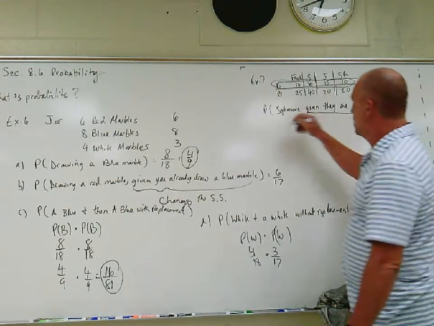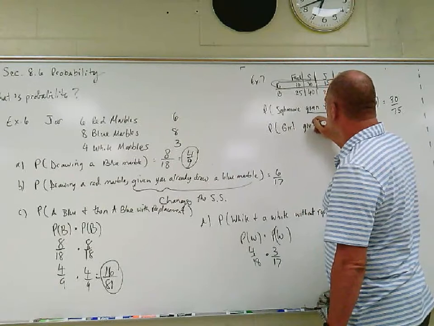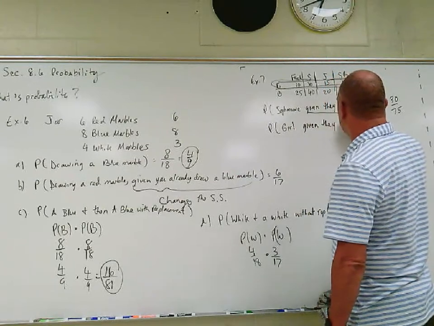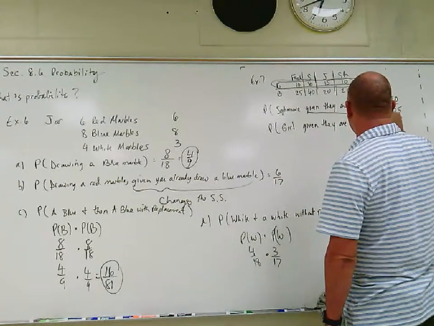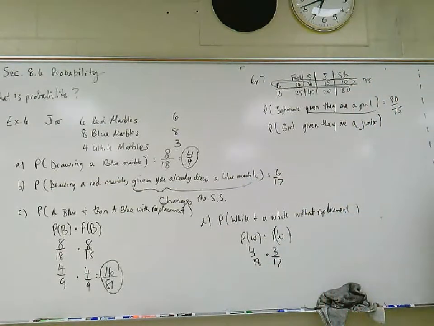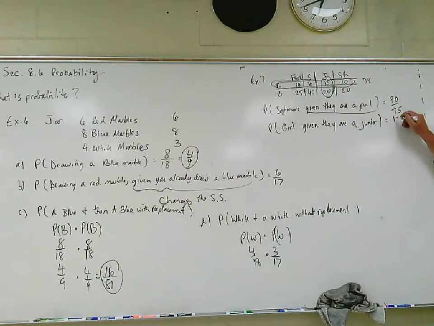You could also say, what's the probability of being a girl given they are juniors? You're basically trying to see what percentage of juniors are girls. So what would that be? No, not 15 out of 75. 15 out of 35. Juniors now is the sample space. There's only 35. See? So 15 out of 35.